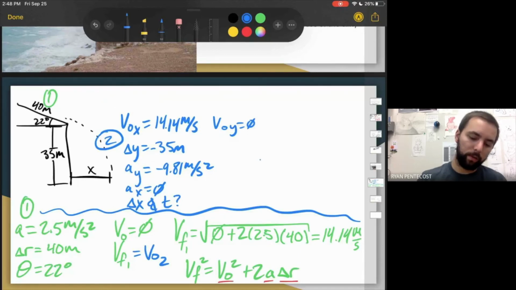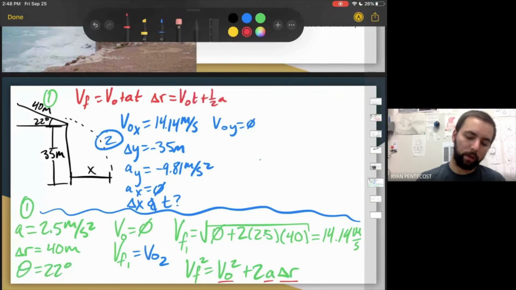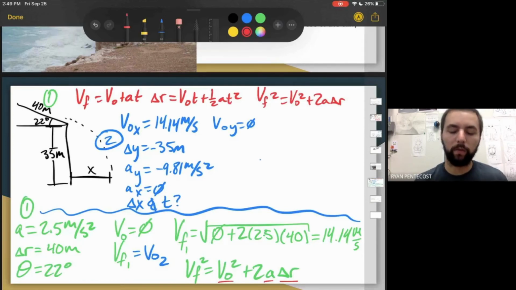So we have V final equals V naught plus AT. We have delta R equals V naught T plus 1/2 AT squared. Then we have V final squared equals V naught squared plus 2A delta R. And I'm using R generically because we have delta X and delta Y in the problem. So let's figure this out. What we'll do is we will first find V final. So we need to do that in the Y because V final in the X is going to be the same since there's no acceleration. So let's find V final.